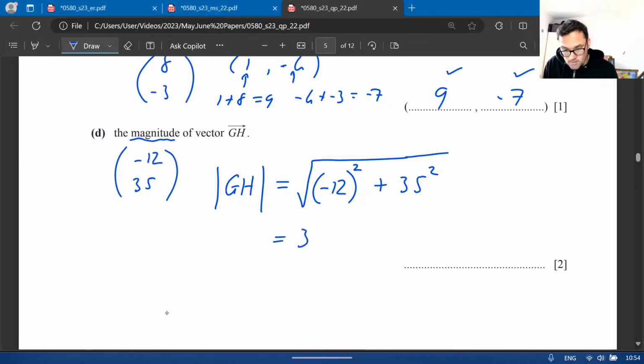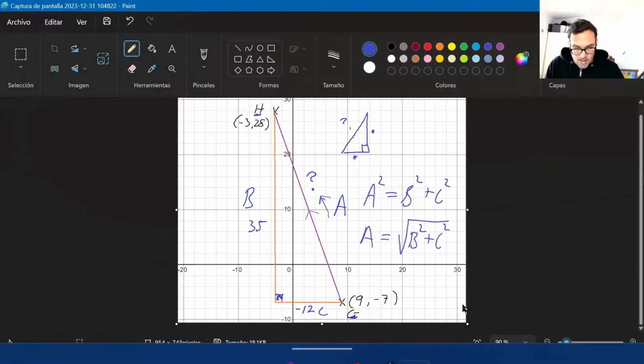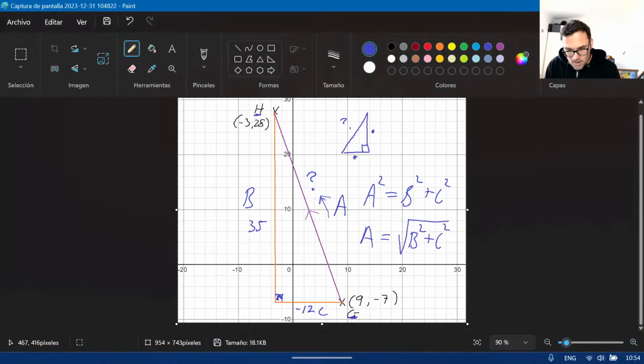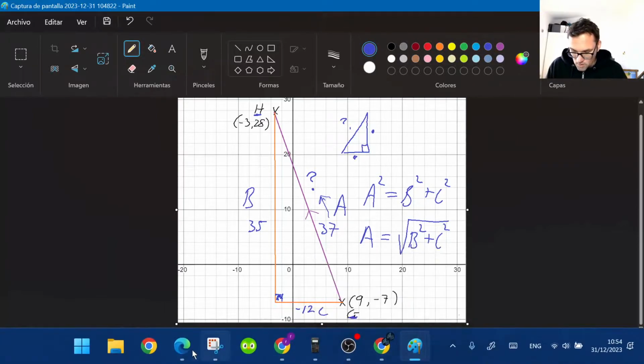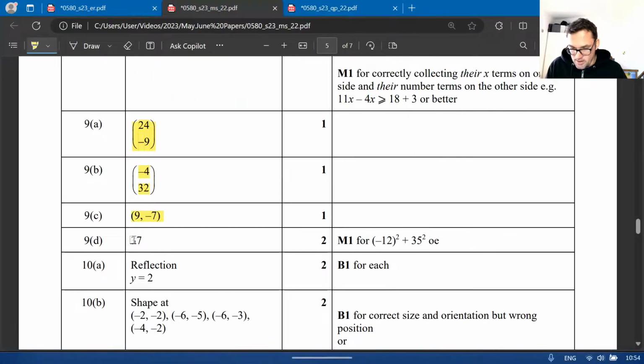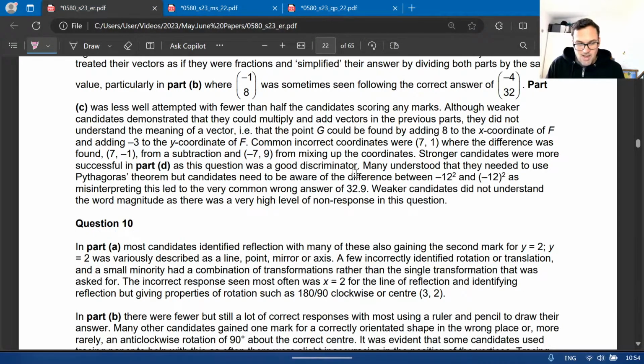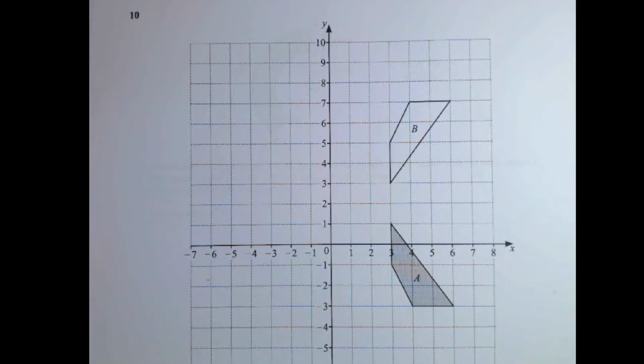And we get 37. That simply means that this length of the purple line is 37 units. So, now we know. Is it correct? Yes, it is. There's the working out. You see those brackets? They show it there. Put it. It's important. In the examiner's report, they said the same thing. Candidates need to be aware of the difference between minus 12 squared without the brackets and with the brackets. Put the brackets.